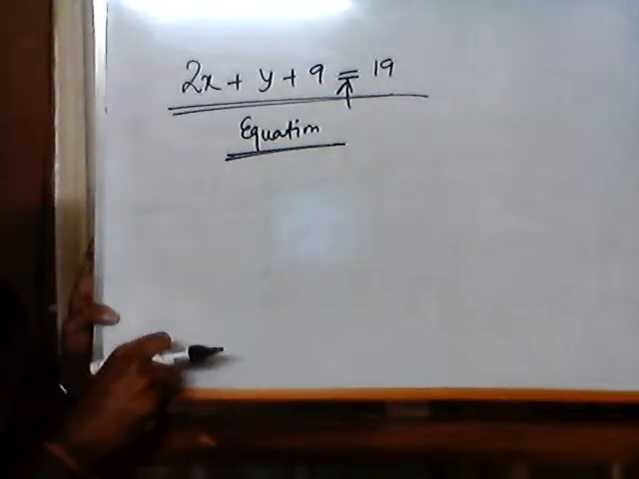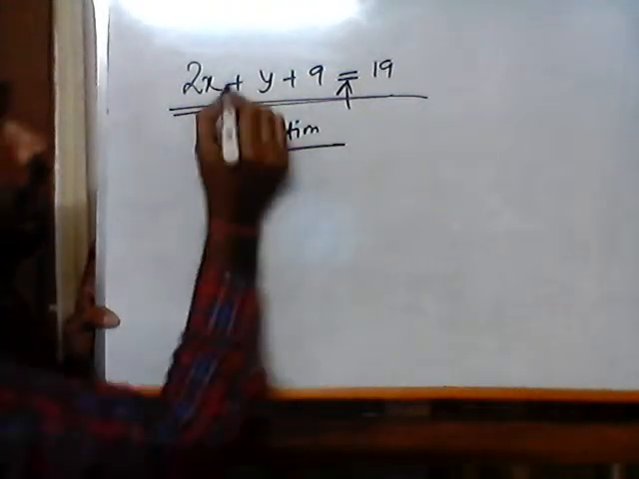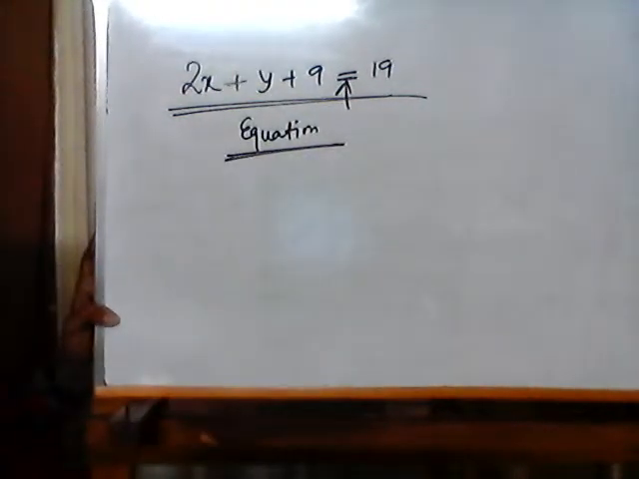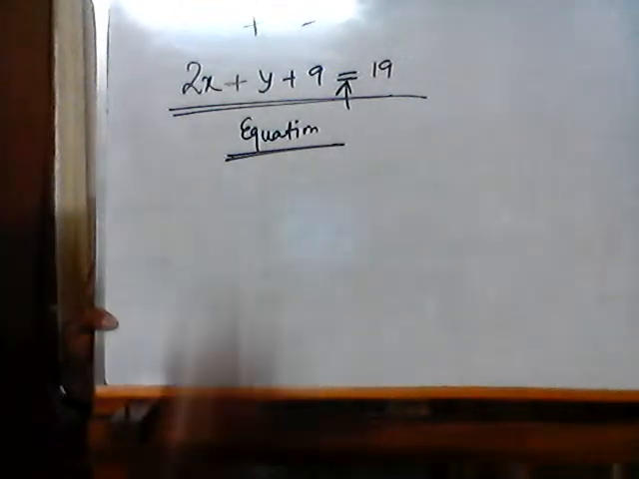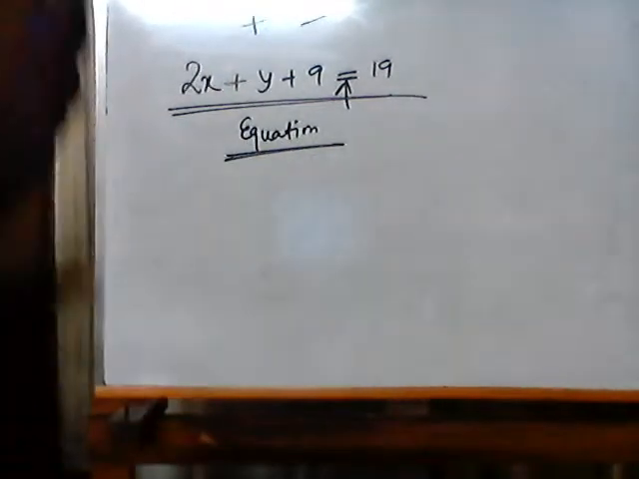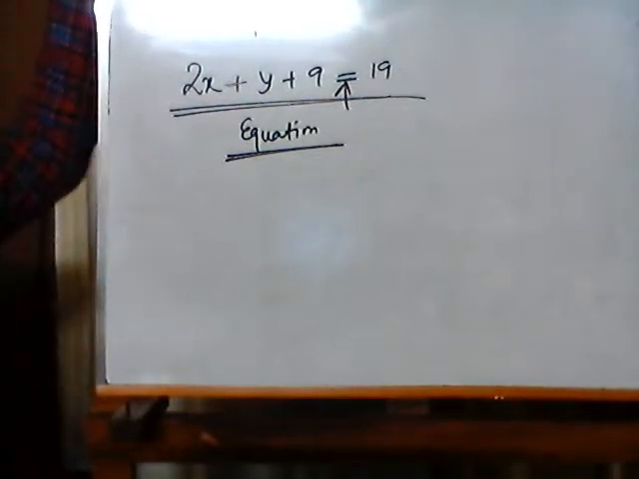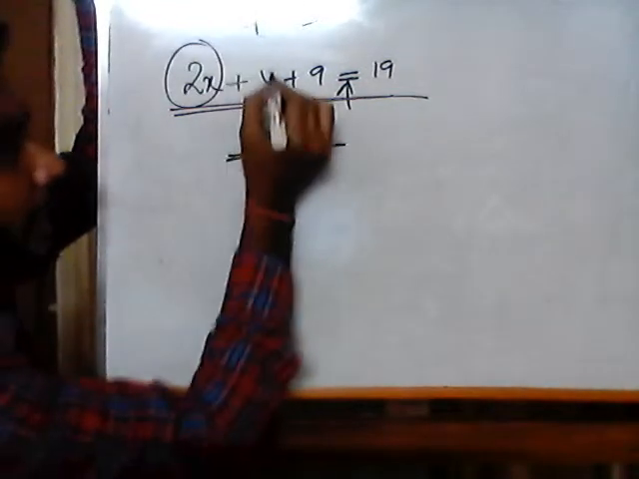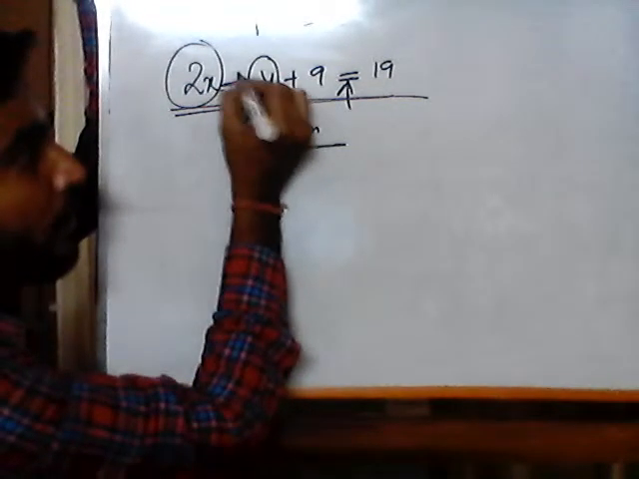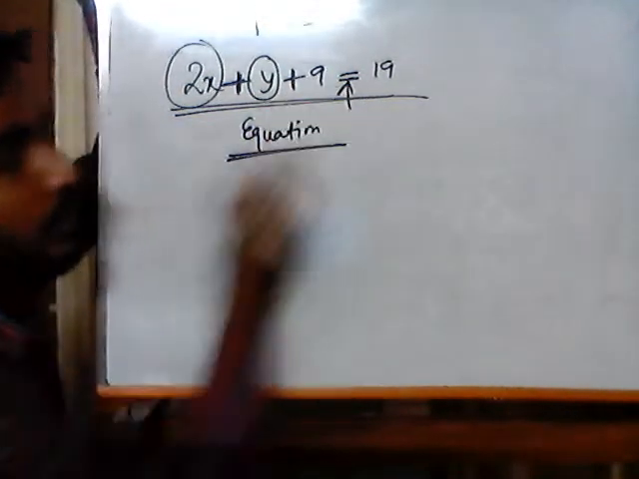So, you can see this is an equation. Terms of an equation are the parts of an equation which are separated by either a plus sign or a minus sign. Here you can see this twice x and y are separated using the plus sign, and then this y and this plus 9 are separated using the plus sign.